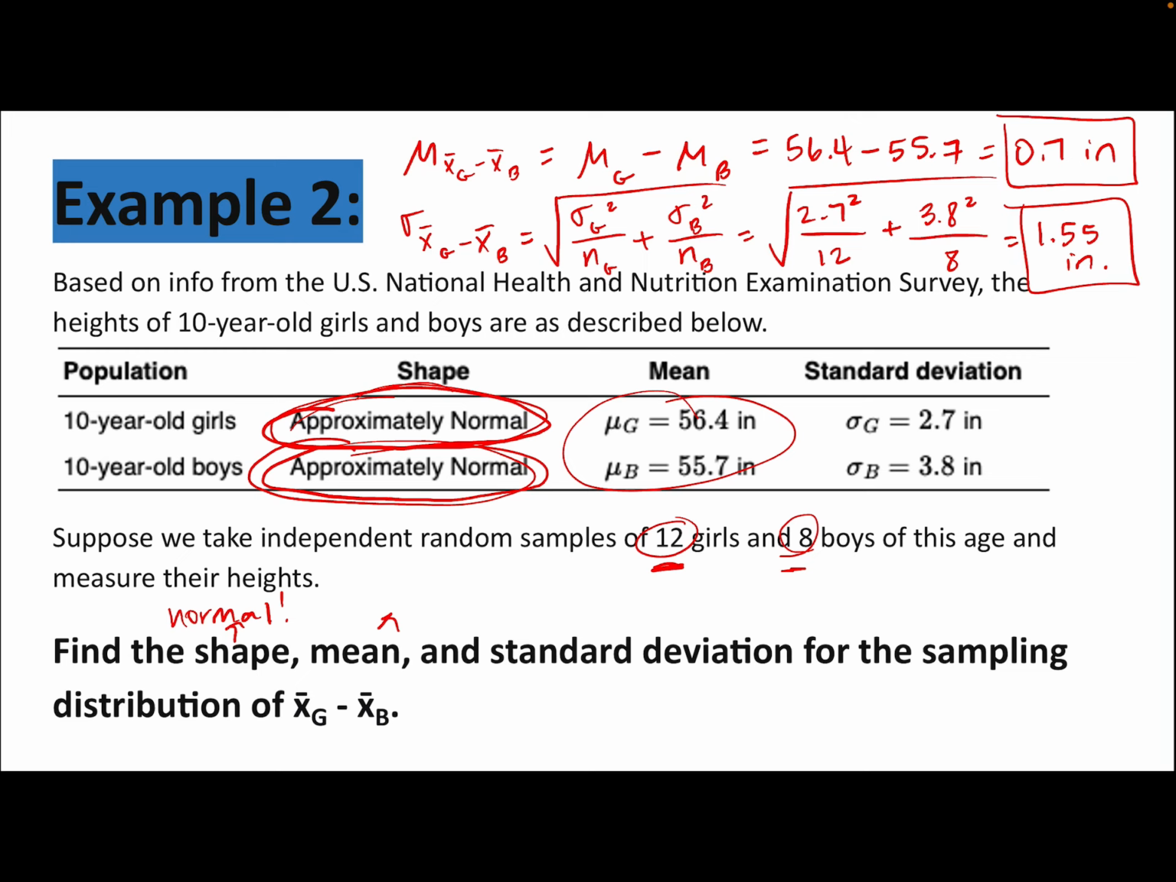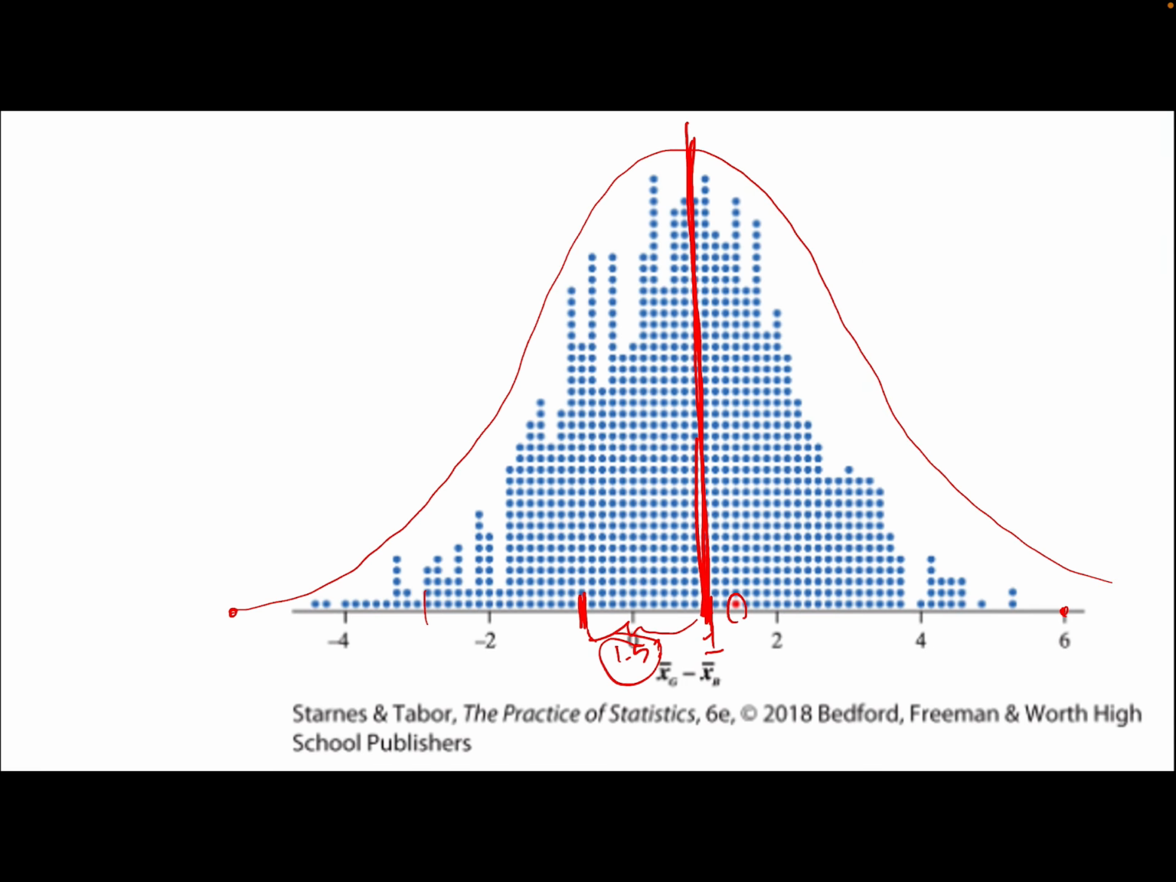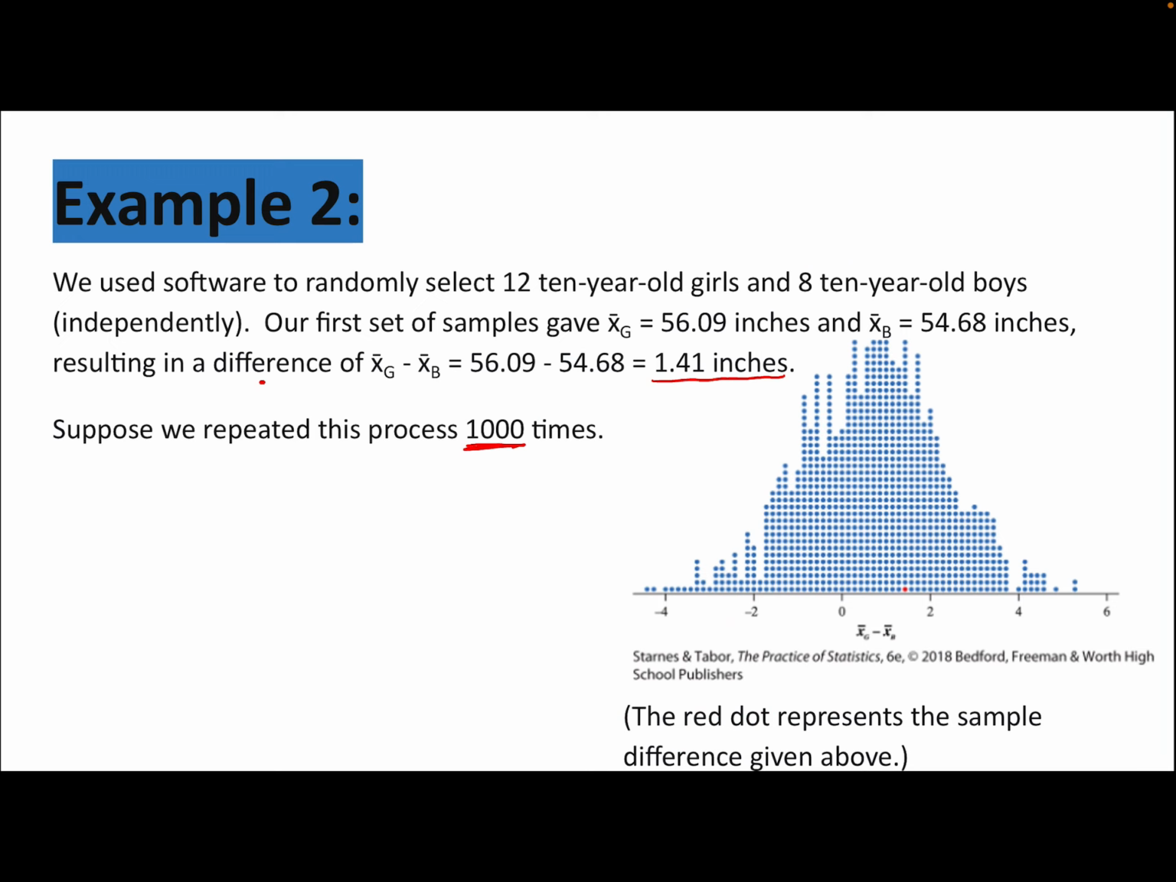From that information, once I know the shape and the mean and the standard deviation, I could of course find a z-score and find a probability for a specific sample difference. So if I wanted to know, what are the chances that I get this specific sample difference or higher, or that specific sample difference or lower, I could then go on and find a z-score. So I could say like 1.41 minus the mean, 0.7, divided by the standard deviation, 1.55. And I could find a z-score and I could find a probability using the same method.